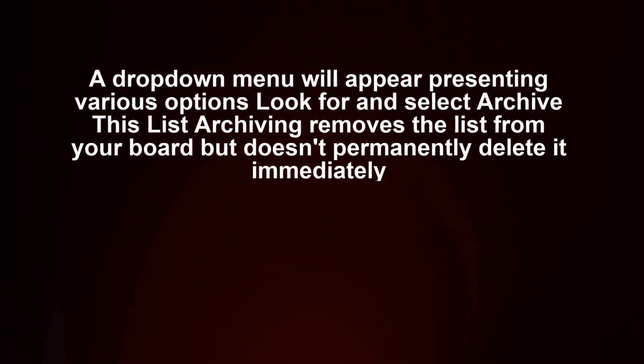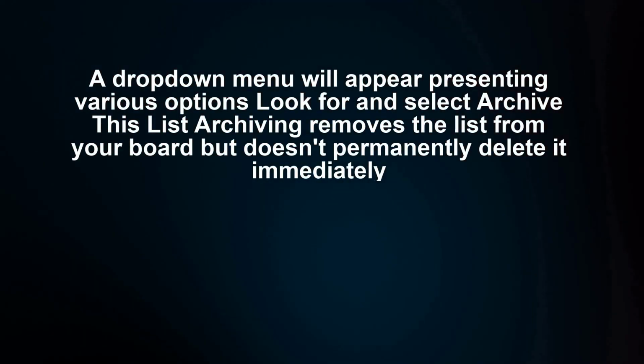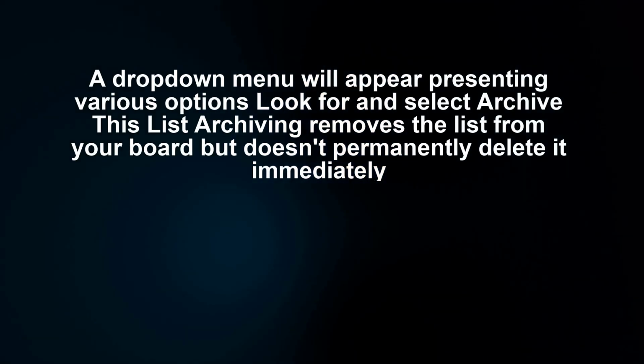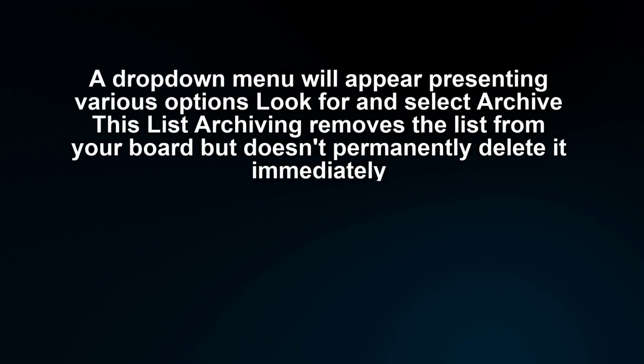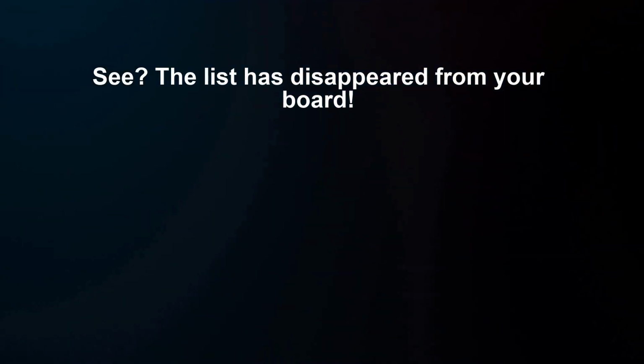A drop-down menu will appear presenting various options. Look for and select Archive. This list archiving removes the list from your board but doesn't permanently delete it immediately. See, the list has disappeared from your board.